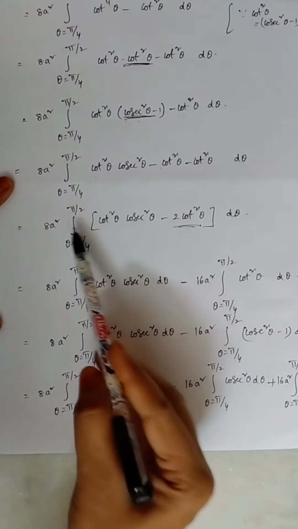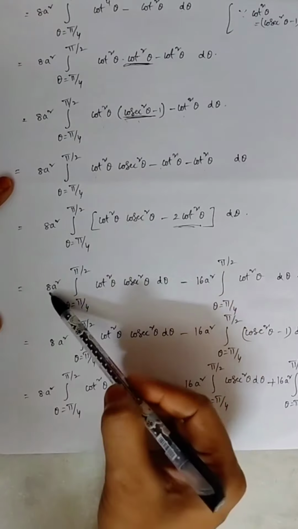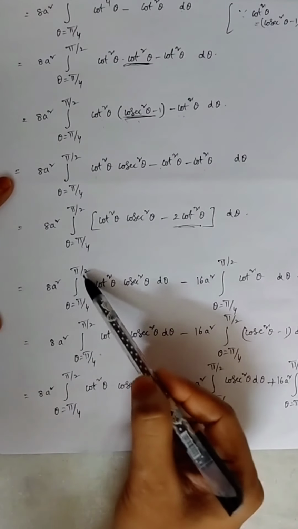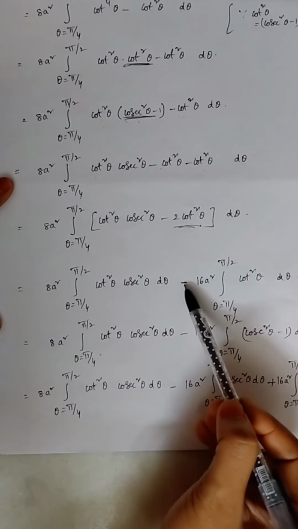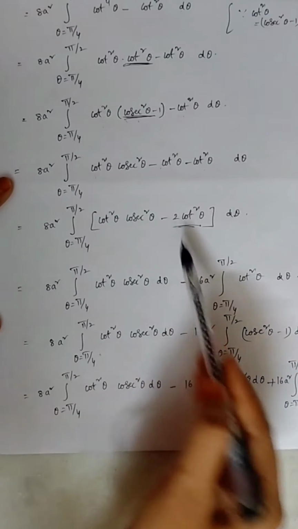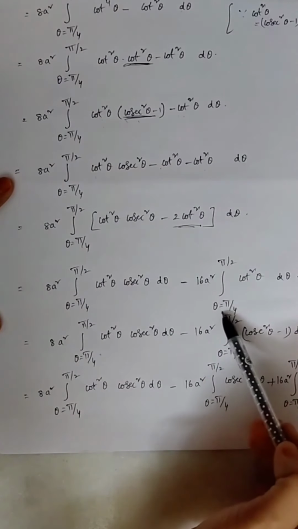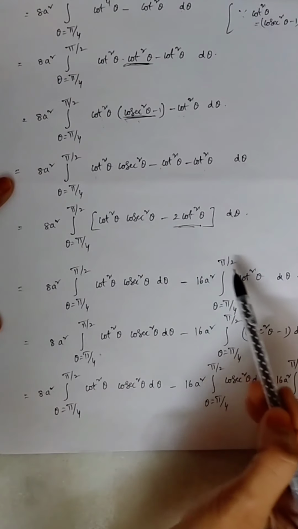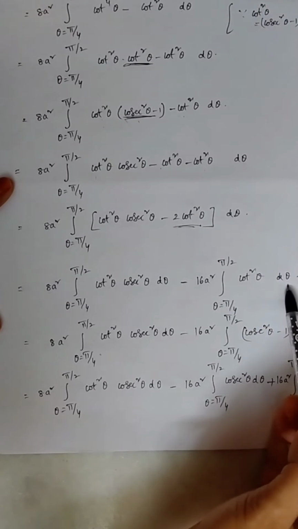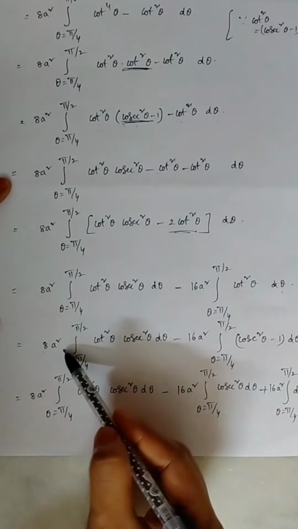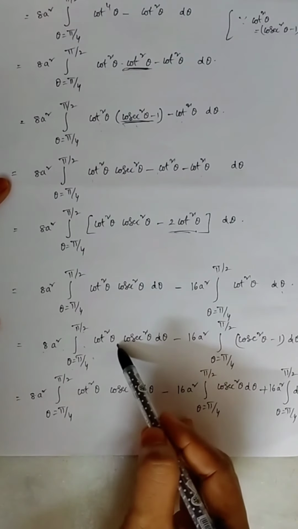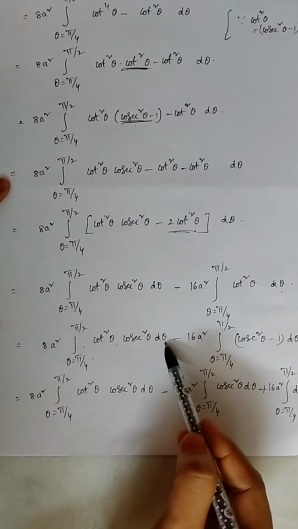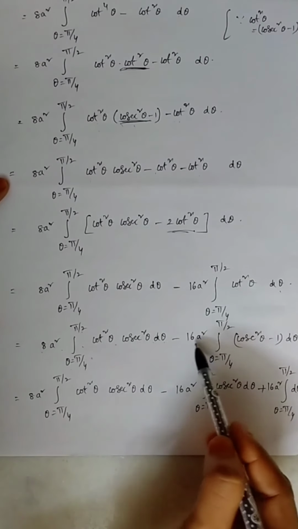So now just splitting the integration, 8a square integral theta equals pi by 4 to pi by 2 cot square theta into cosecant square theta d theta minus 2 8s are 16a square into integral theta equals pi by 4 to pi by 2 cot square theta d theta. 8a square integral theta equals pi by 4 to pi by 2 cot square theta into cosecant square theta d theta minus 16a square.